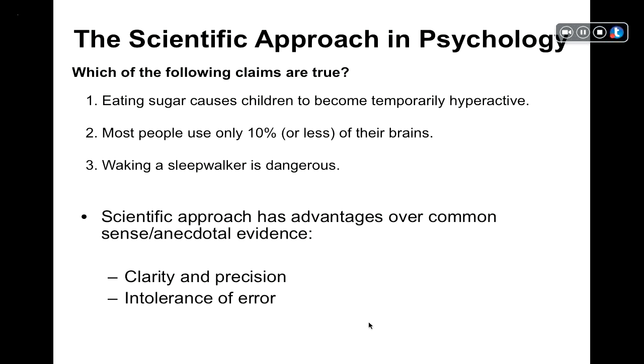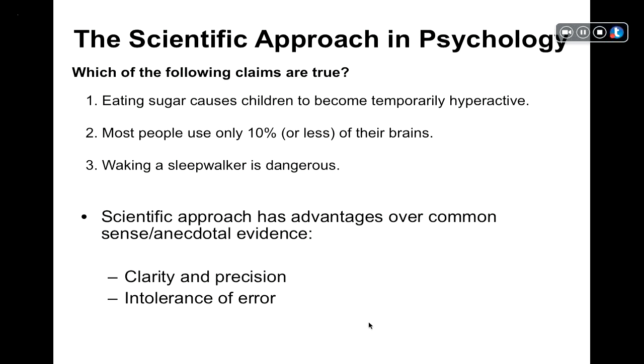If I understand that eating sugar causes children to become temporarily hyperactive based on my own experience, based on stories other people have told me, then that's anecdotal evidence. It's got no scientific basis to it whatsoever. It hasn't been established through rigorous scientific investigation. The scientific approach has certain advantages over this sort of anecdotal, common sense evidence.